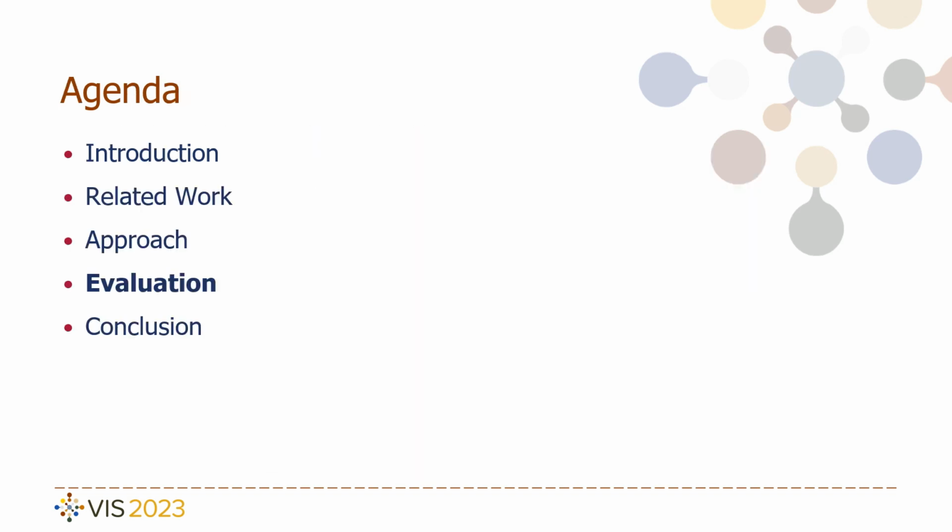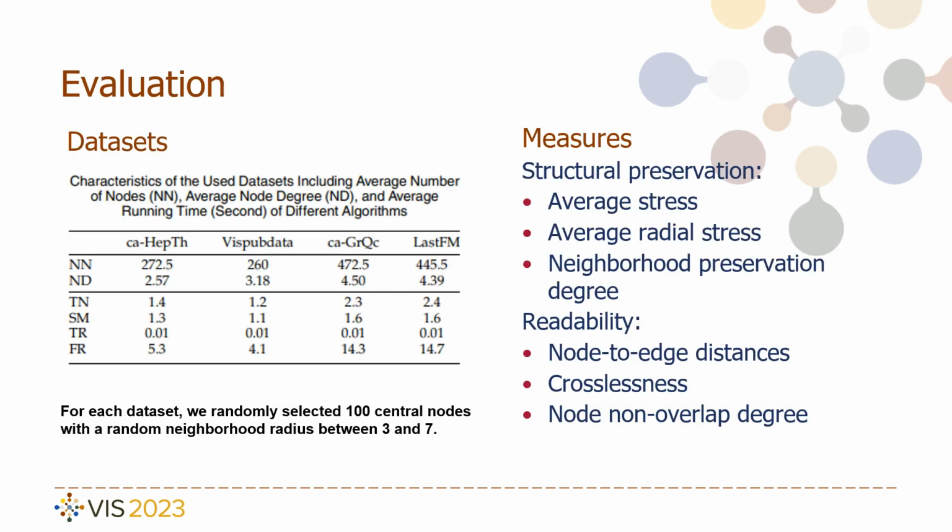Now I will show the benefit of our method by evaluation. In the quantitative study, we selected 4 social networks, and in each network, we chose 100 nodes as the center to generate subgraphs for testing. Then we selected 3 structural preservation metrics and 3 readability metrics for the test.